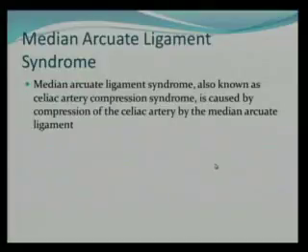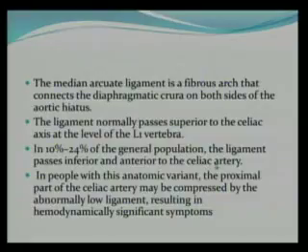So median arcuate ligament syndrome, also known as celiac artery compression syndrome, is caused by compression of the celiac artery by the median arcuate ligament, as the name suggests. Then what is this median arcuate ligament? This median arcuate ligament is a fibrous arch that connects the diaphragmatic crura on both sides of the aortic hiatus.